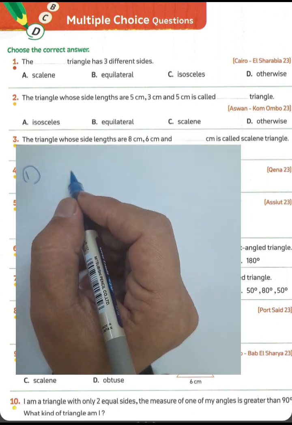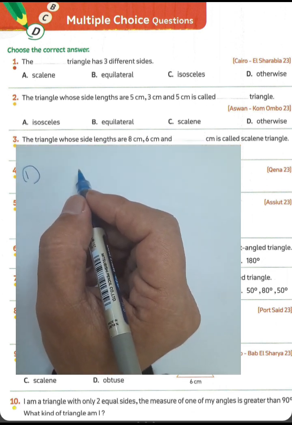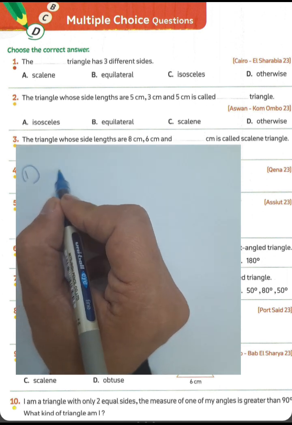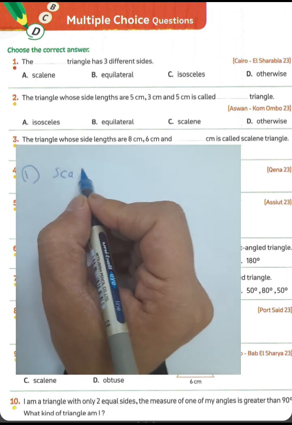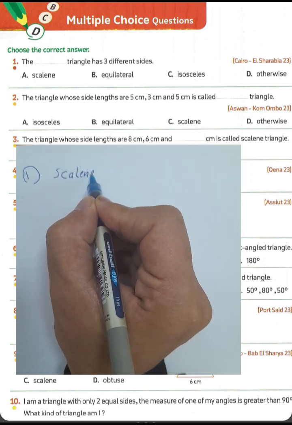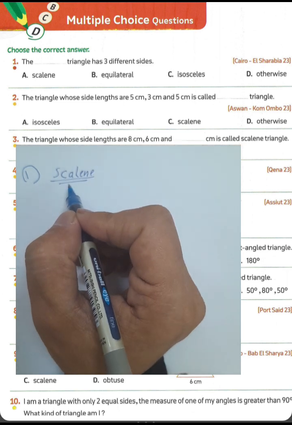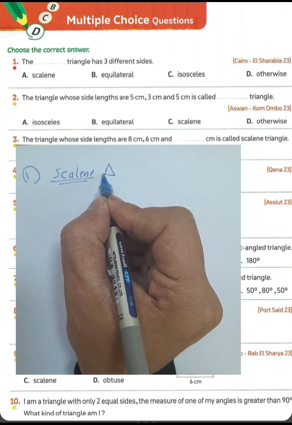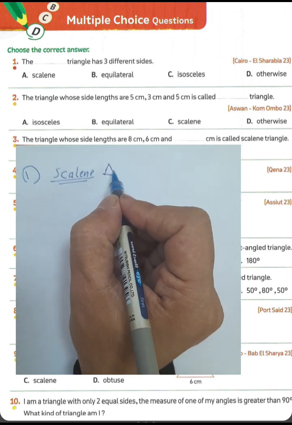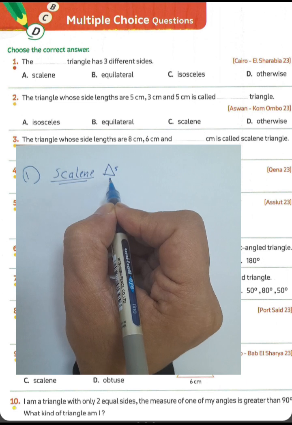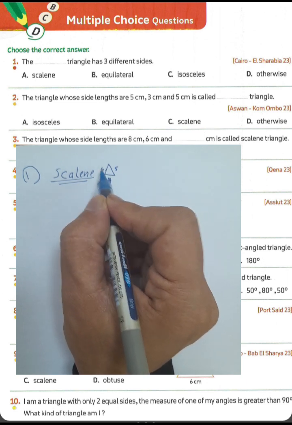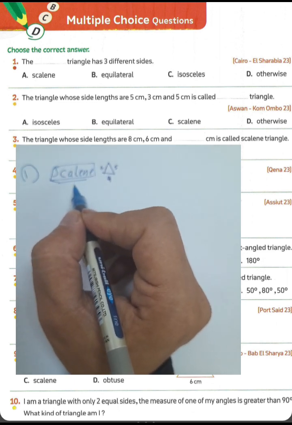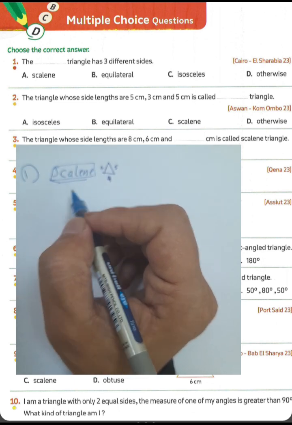The blank triangle has three different sides. We call it scalene. If we have three sides of unequal lengths, we can call it a scalene triangle. These sides might be 5, 3 and 4, or 6. We have different sides here, so this triangle is scalene. The scalene triangle has three different sides.